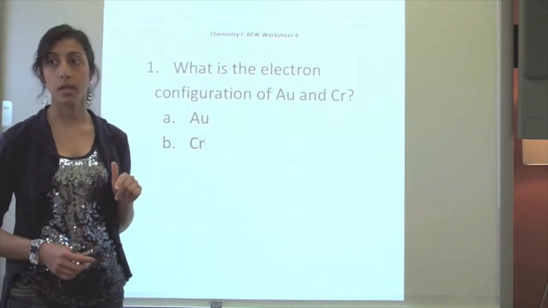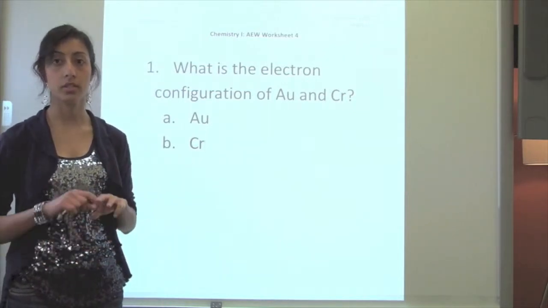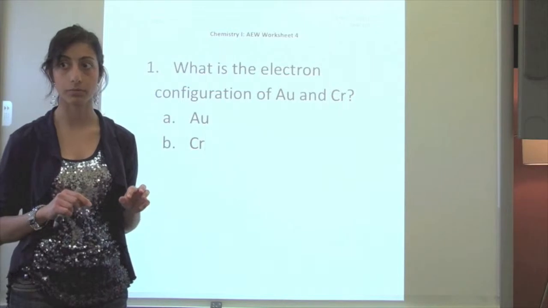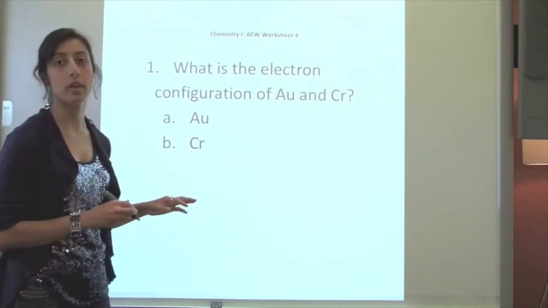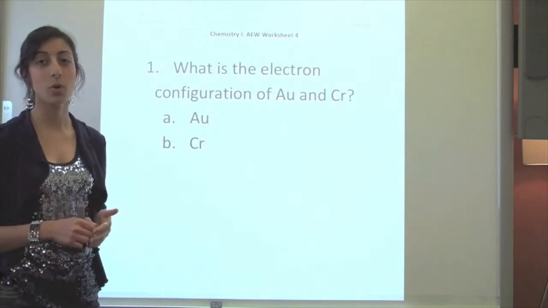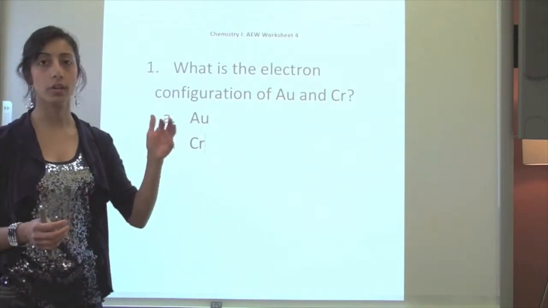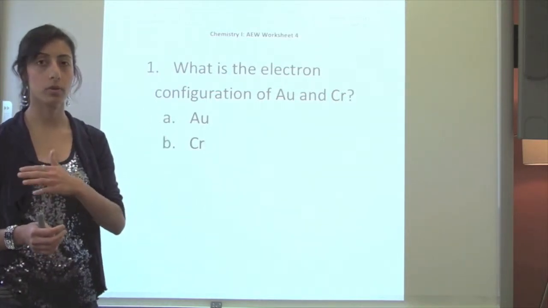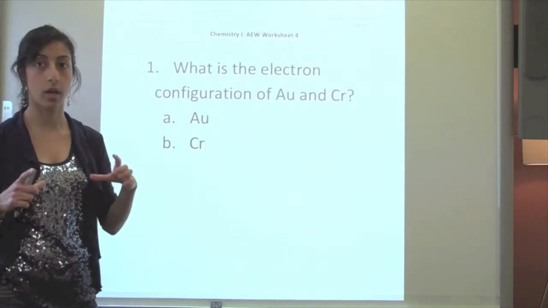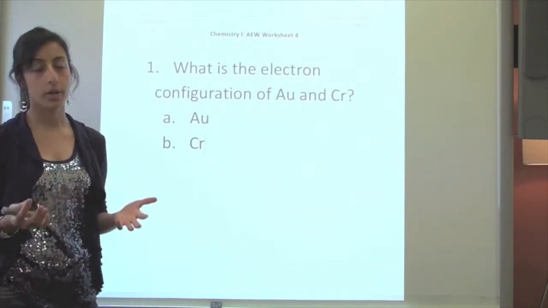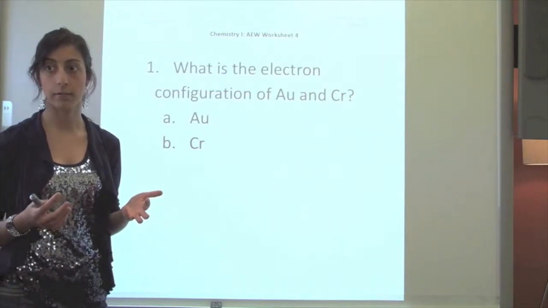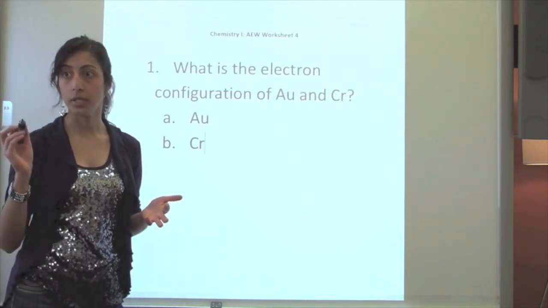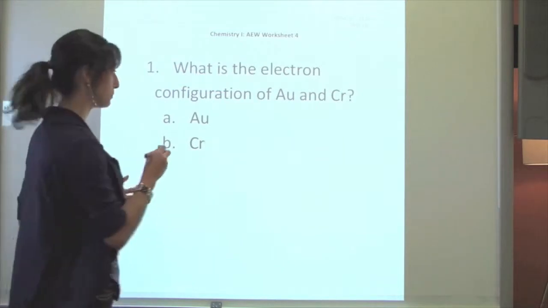Look at your periodic table. You will see that gold is in the 6th row of the periodic table. So we can start with the noble gas configuration. If you want extra practice, you can go ahead and do all the other orbitals up until your noble gas core. But if you already know it, you can go ahead and start at the noble gas configuration, which would be xenon in the case for gold.